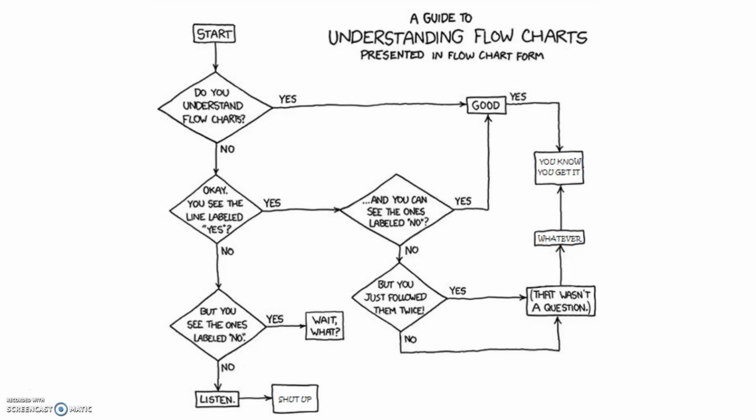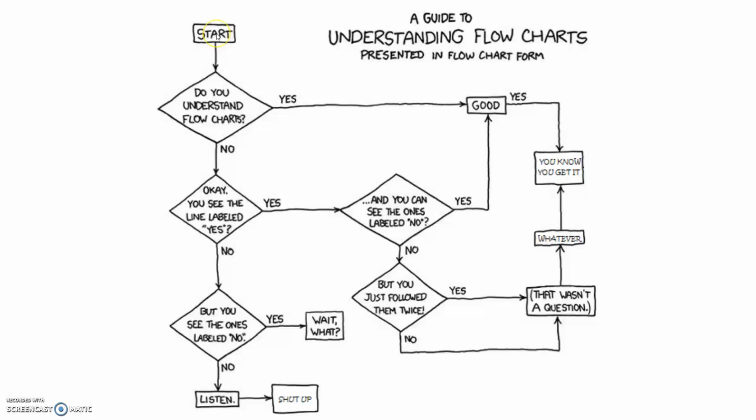So usually you start at the top with a flowchart, or somewhere where it says start. The question is, do you understand flowcharts? So if we say no, it says, okay, you see the line labeled yes? Yes. And you can see the ones labeled no? I see lines labeled no. Yes. Follow it up to good? Yes. You know you get it. And there are no arrows leading me anywhere else, so this is the concluding box.